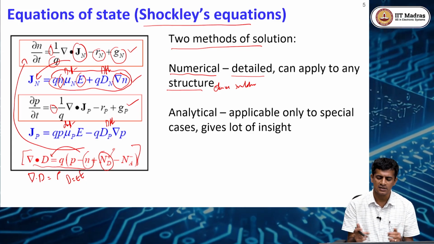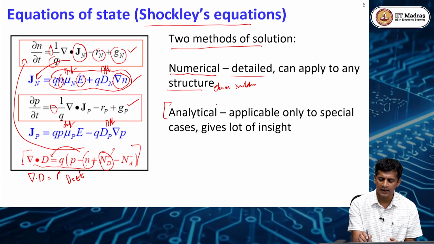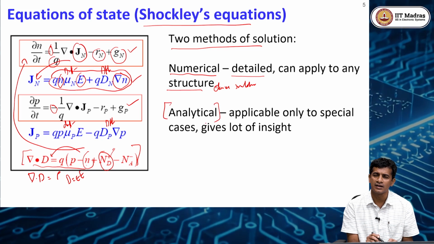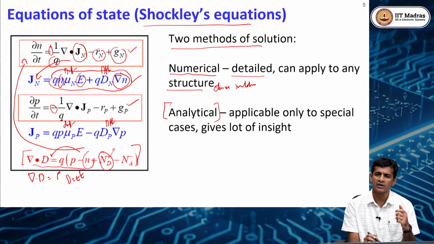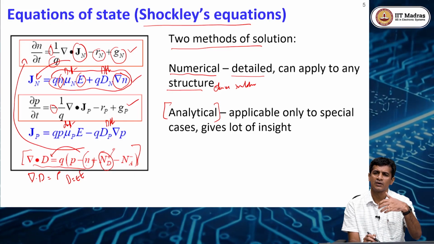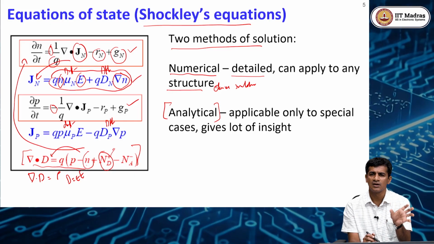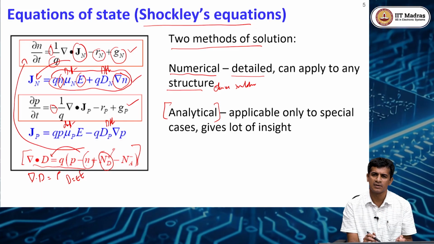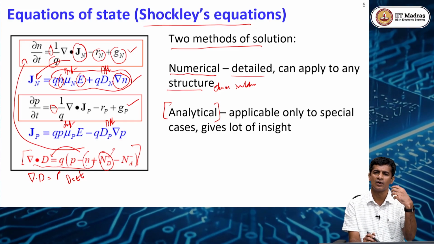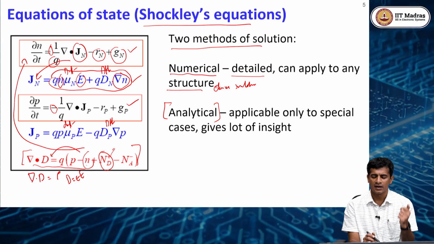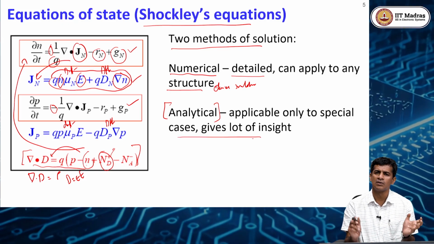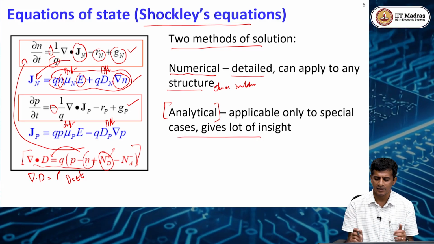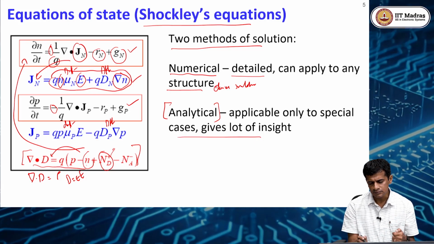That is where analytical solutions become important, just like we saw in the case of the Schrodinger equation. You are able to solve the Schrodinger equation in closed form only for some cases, but that gives you the insight of what the solutions could look like. So it gives you a lot of insight if you can solve a system analytically. That is very important.